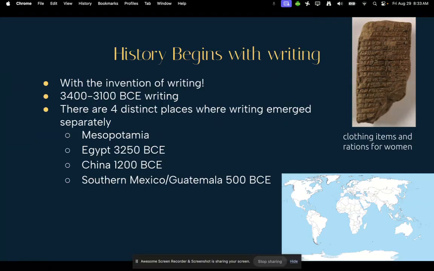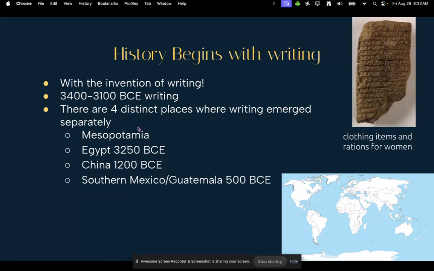Before the invention of writing, those are pretty much more archaeologists and anthropologists who study humans before writing. But with historians, we begin with writing. Writing was invented about 3,400 to 3,100 BCE. And there are 4 distinct places where writing emerged separately across the globe.